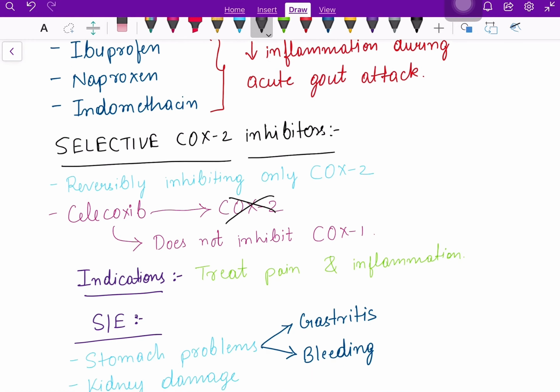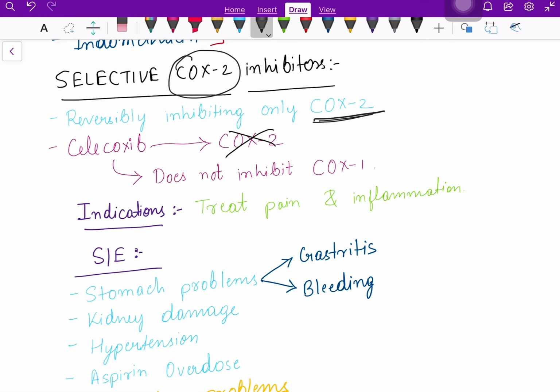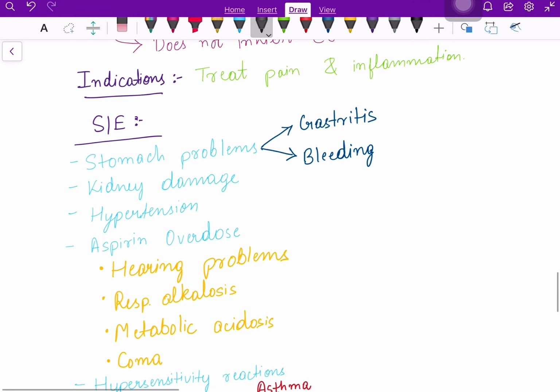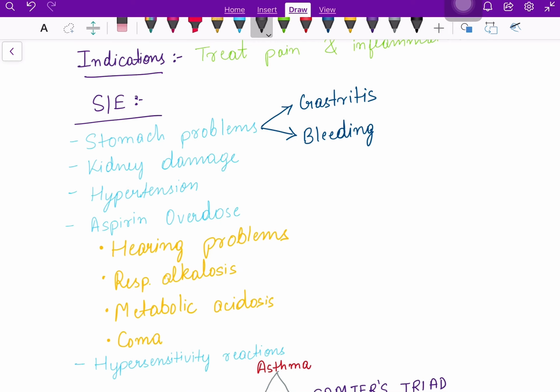Selective COX-2 inhibitors reversibly inhibit only COX-2. In the name only it's written selective COX-2. It inhibits only COX-2. Example is celecoxib, inhibiting only COX-2. It does not inhibit COX-1. We have to remember very carefully that selective COX-2 inhibitors inhibit only COX-2, not related to COX-1. Indication is treatment of pain and inflammation. Side effects can be stomach problems like gastritis and bleeding, kidney damage, hypertension, and aspirin overdose. Aspirin overdose can lead to hearing problems, respiratory alkalosis, metabolic acidosis, and coma.